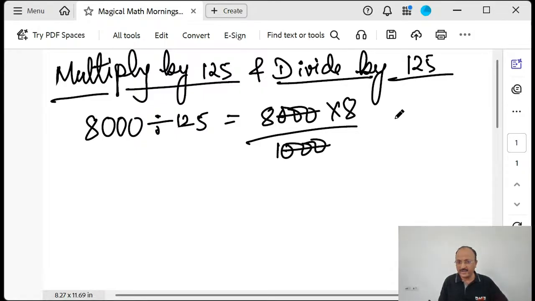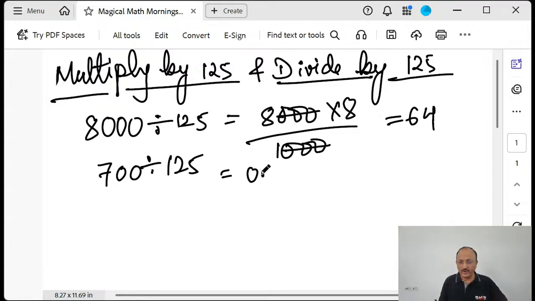3 zeros gone, 8 8s are 64. You understood the reverse operation. With a little practice, you will be able to think and do it simultaneously. Let's take 700 divided by 125. What do we do? 700 by 1000 is 0.7 into 8. 8 sevens are 56. So 5.6. Isn't it simple?